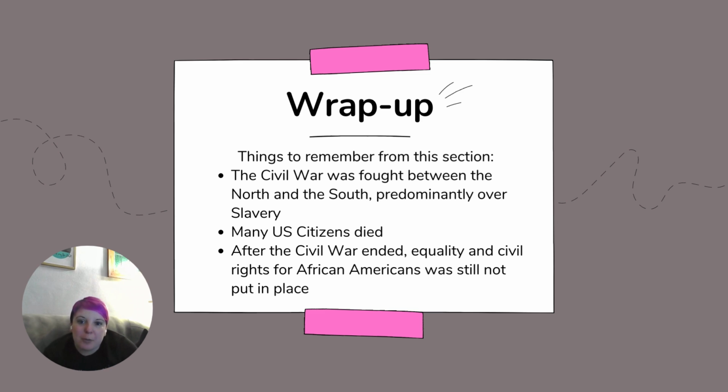All right, to wrap up, things to remember from the section. The Civil War was fought between the North and the South, predominantly over slavery. There are some people who will say that the Civil War was fought over things other than slavery, like the economy or things like that. Those may be some underlying issues, but the big issue, the main thing that caused the Civil War, was slavery.